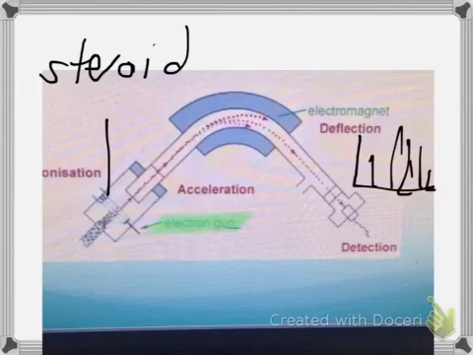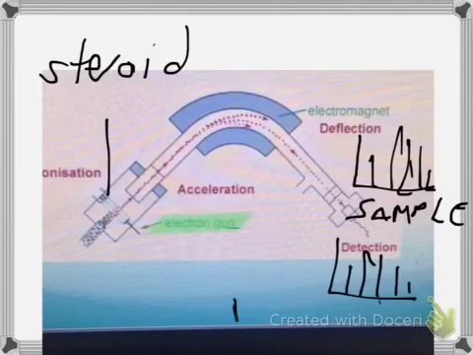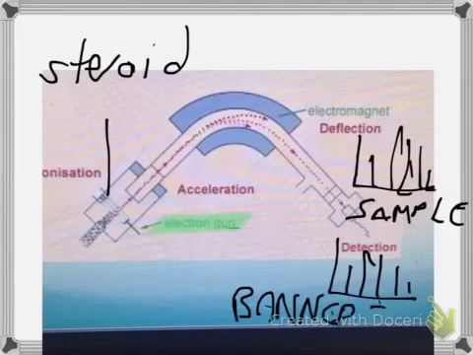I could then compare my sample fragmentation pattern with an actual fragmentation pattern of a banned steroid, which I'd know what it would look like. Obviously, if they're the same, which in this case we're saying they are, I would have conclusive proof that my athlete had cheated and deserved to be banned, because he'd taken a steroid which he wasn't allowed to use.